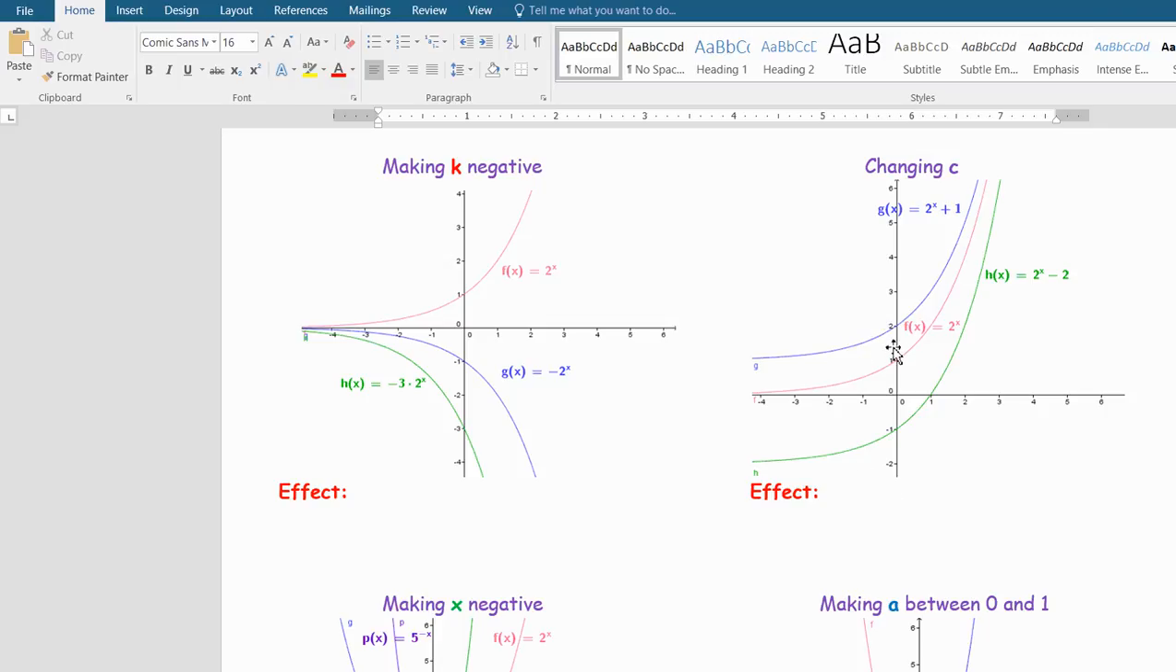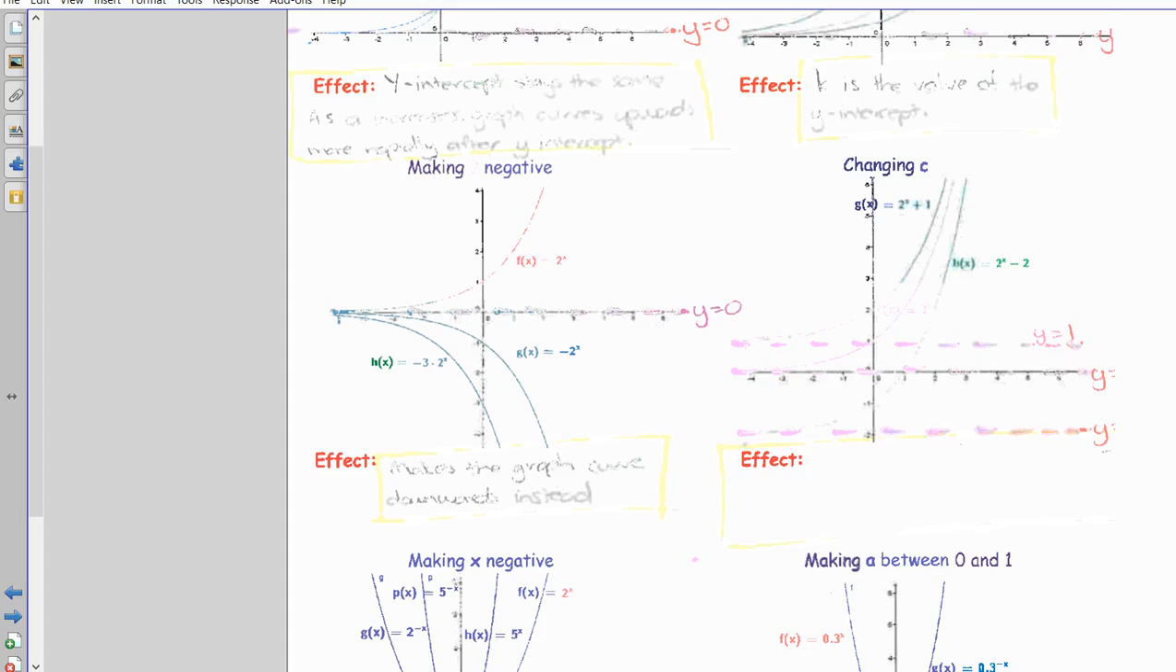So what can we say about that? We can say that the effect of changing c shifts the graph upwards, or if c is negative, downwards, but doesn't change the overall shape. So changing c doesn't change the overall shape, it just makes the graph either shift upwards if it's positive or downwards if it's negative. And the last one's making x negative.